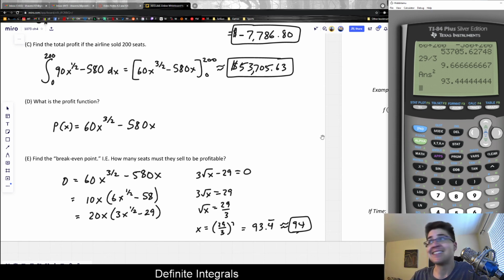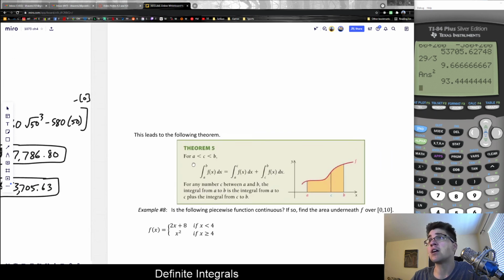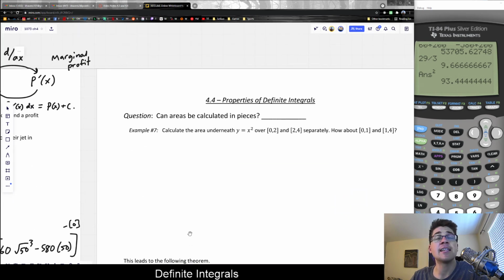Anyways, that will wrap up this example. In the next video, I'll talk a little bit more about some properties of definite integrals, and that will wrap up videos for this week.